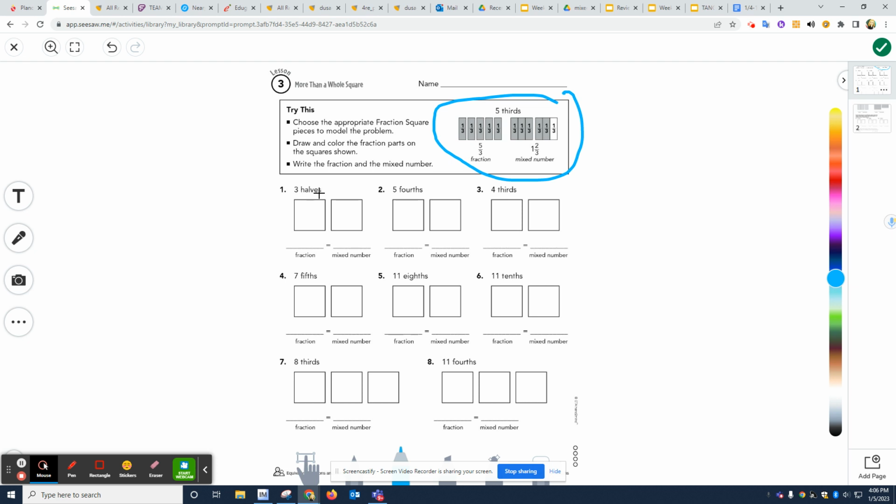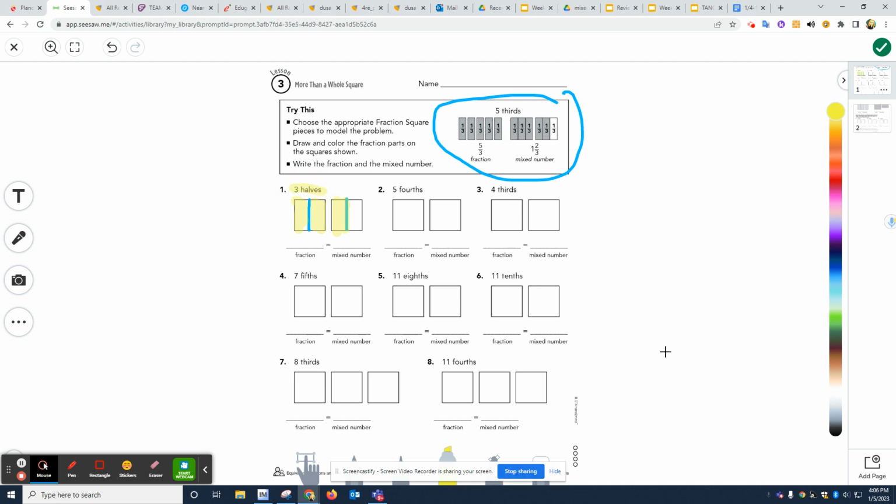3 halves. So I have to draw 3 halves. So I need to cut my squares into half. And then I'm going to model 3 halves. So I'm going to use my highlighter. I like doing that. 1 half, 2 halves, 3 halves. So this represents 3 halves up here.